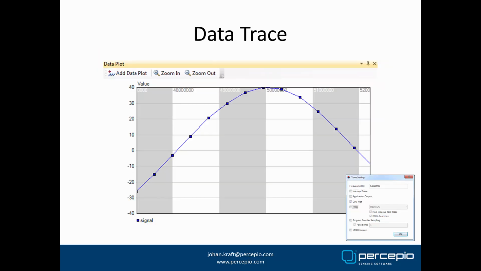Data trace works in a similar way. It records write operations to a particular memory address. Each data point here represents a particular write to the address, and if you click on these data points, you see where in the code it occurred.